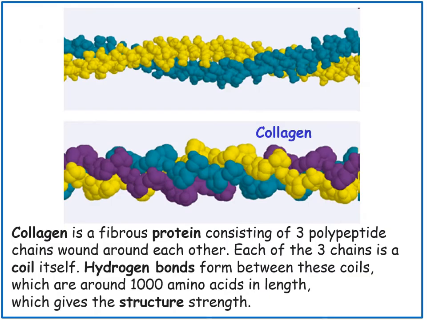Another example of a quaternary structure is collagen. Collagen is a fibrous protein consisting of 3 polypeptide chains wound around each other, a bit like a rope, where the fibres are wound around each other. Each of the 3 chains is a coil itself, so it's coiled and then coiled around each other. And hydrogen bonds form between these coils, which are around 1,000 amino acids in length. It's these hydrogen bonds that give the collagen its structure and its strength.